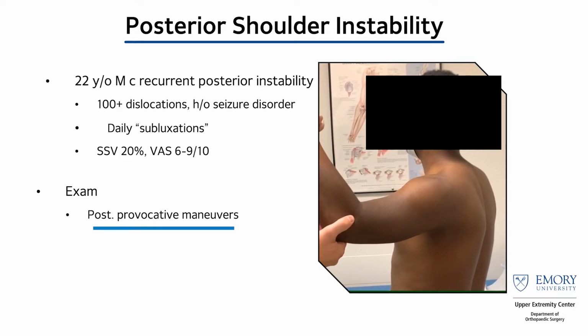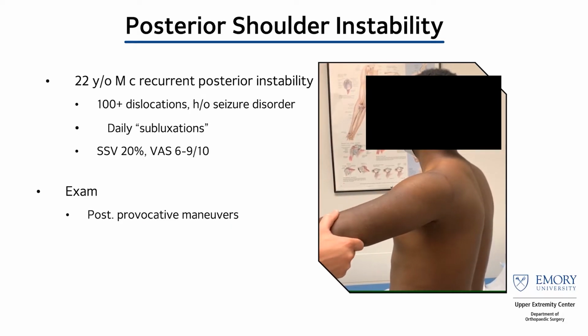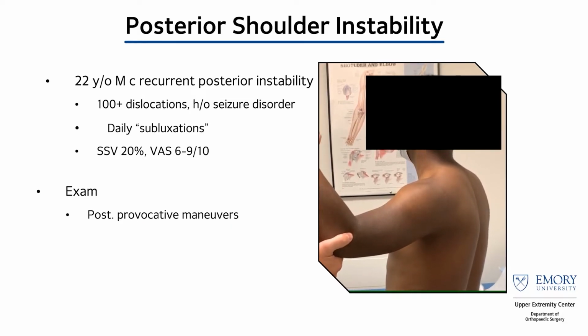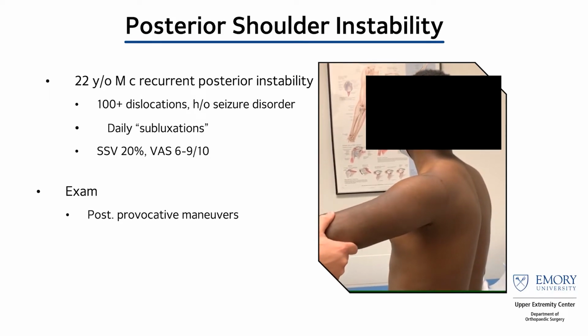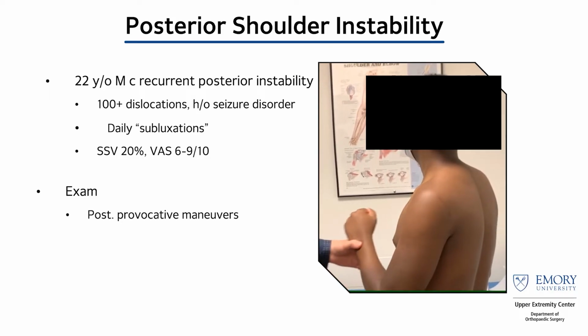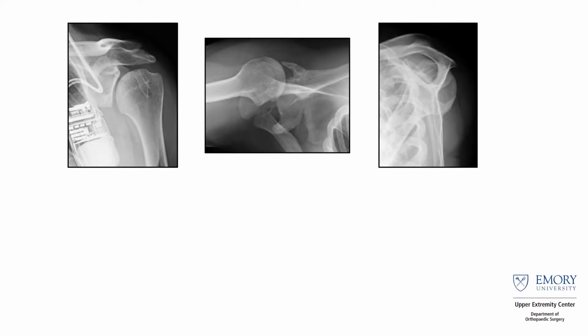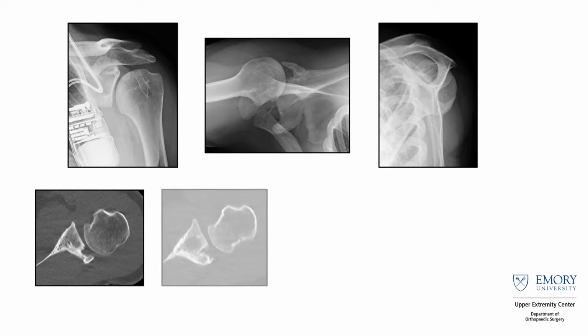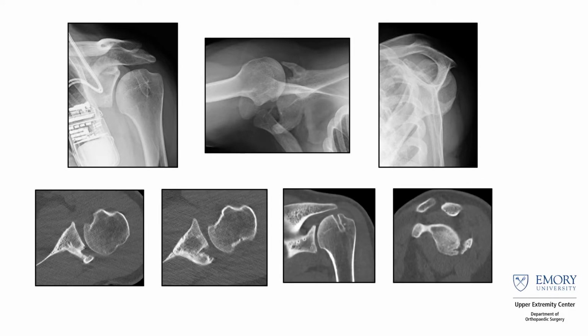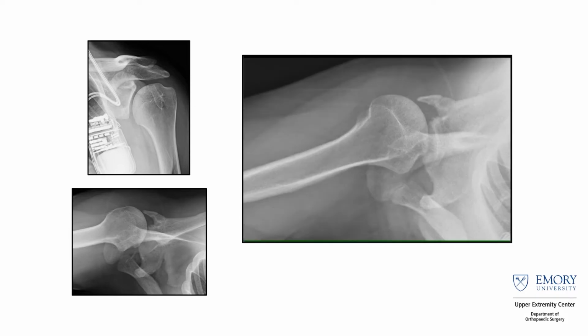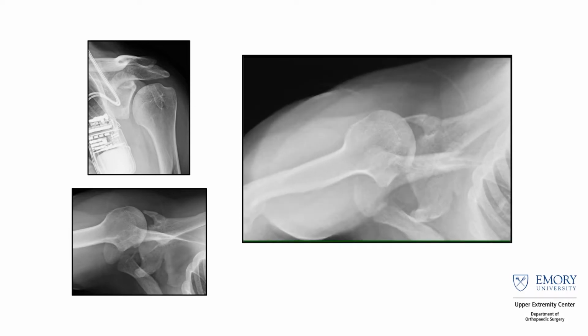So you can see I'm doing a posterior provocative maneuver, and you can see his shoulder subluxing in and out of the joint here. His shoulder motion is obviously very limited, and you can see how limited he is in his overall function. So static x-rays, you can see AP, or the Grashey, looks pretty normal. The scapula looks pretty normal. There is some posterior decentering on the axillary, and you can also see some posterior decentering on the CT scan.